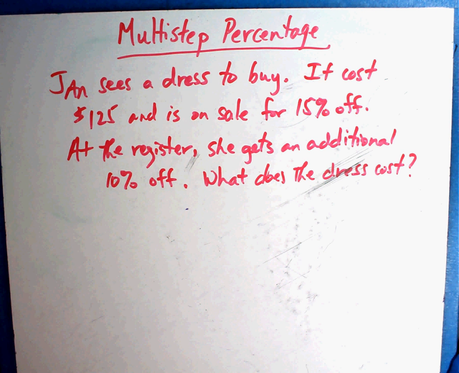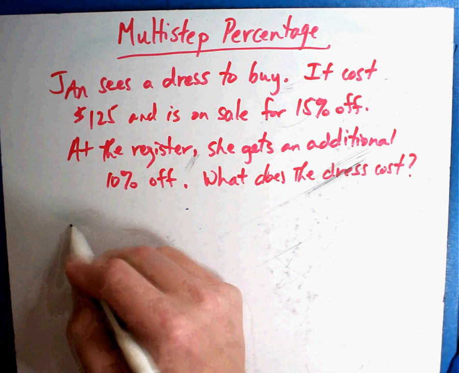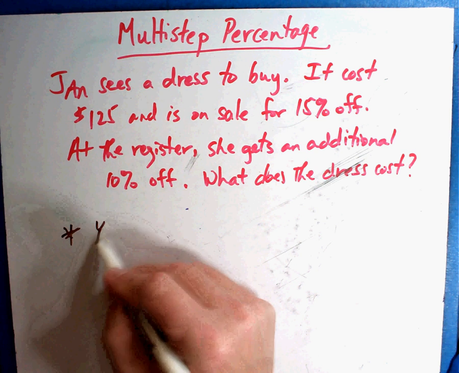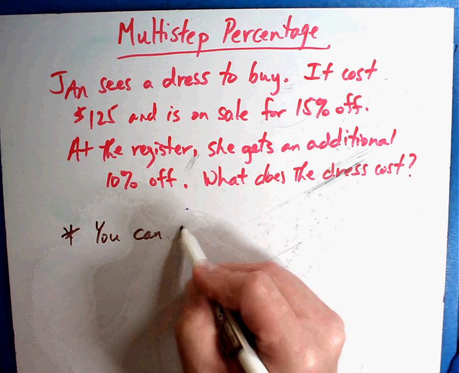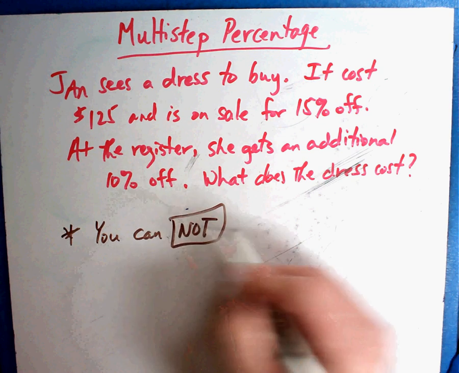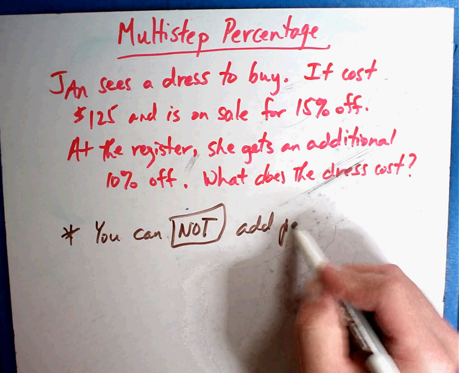All right, let's see. Jancy's dress, which costs $125, is on sale for 15% off. At the register, she gets an additional 10% off. What does the dress cost? First thing you need to write in your notes is a starter: you cannot add percentages.